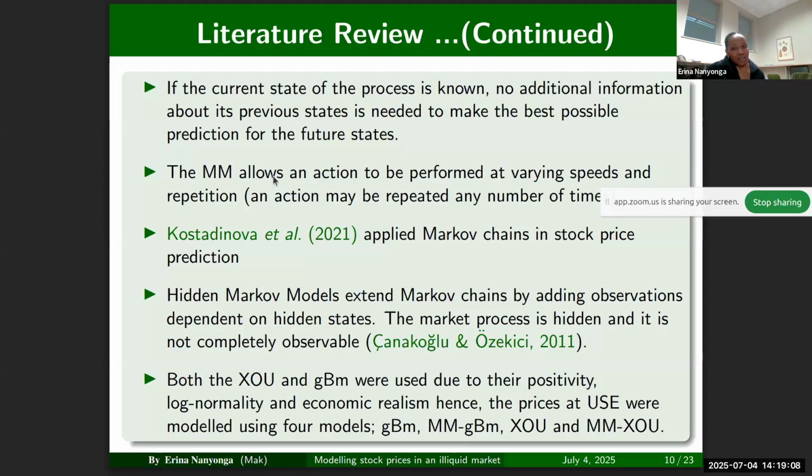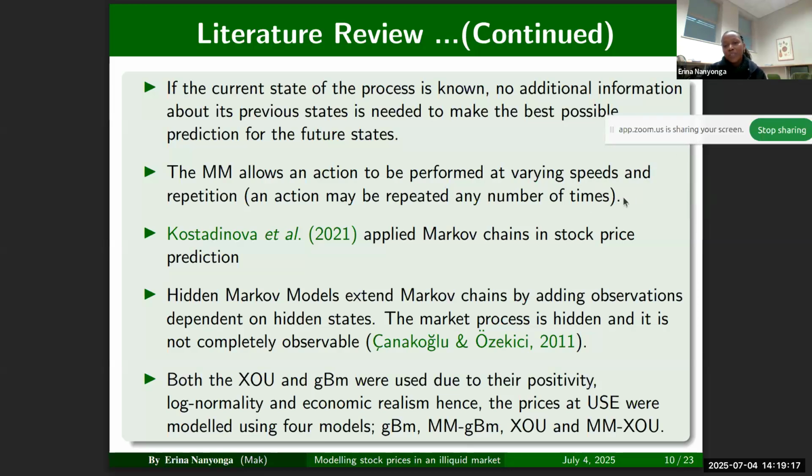The model allows an action to be performed at varying speeds and also to be repeated a number of times. That's why we opted to combine it with the existing SDEs to model stock prices in an illiquid market, the Uganda Securities Exchange specifically. When it's not combined, it can also be used to predict stock prices, as this person used it in 2021. And other Markov models can incorporate hidden states, which we didn't do.